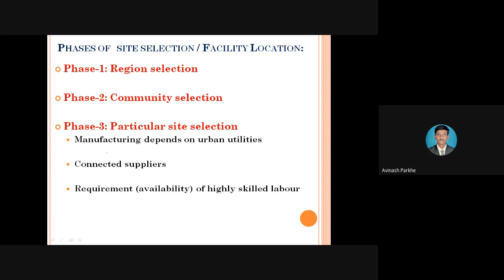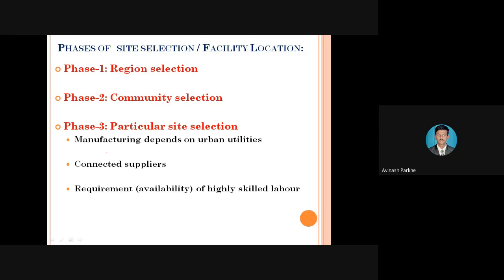And phase number 3 is called particular site selection. In the particular site selection, only one factor plays a very important role, that is availability of land or availability of site. So whether the land is available in the rural areas or in the urban areas, that factor also we have to consider.